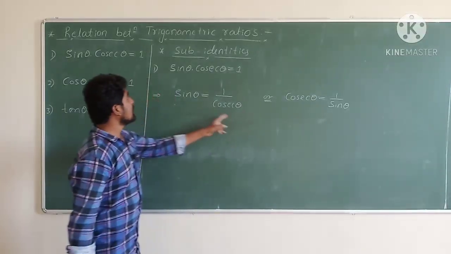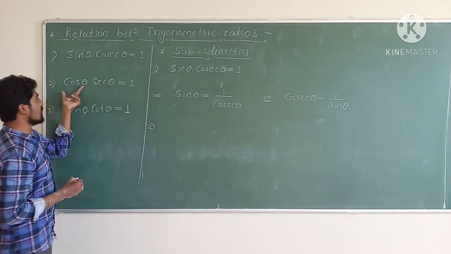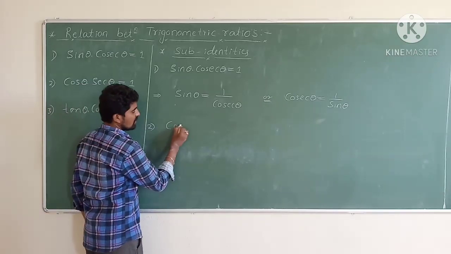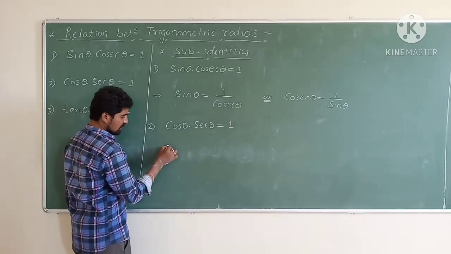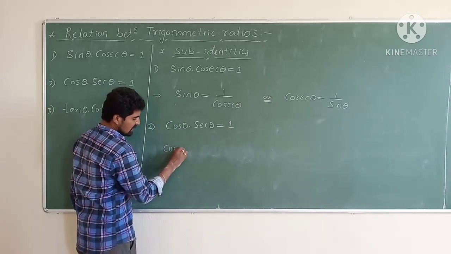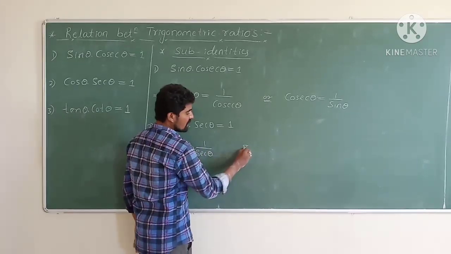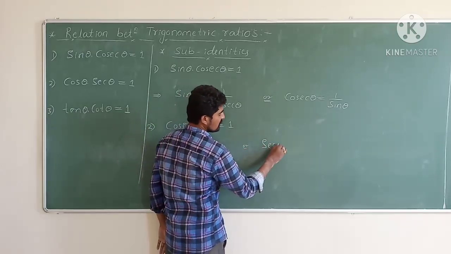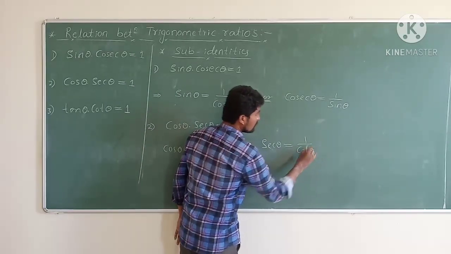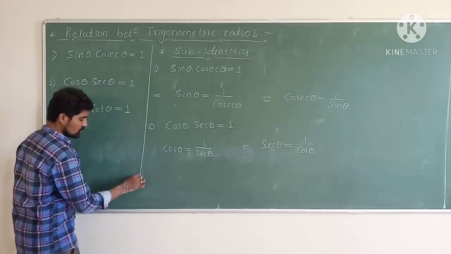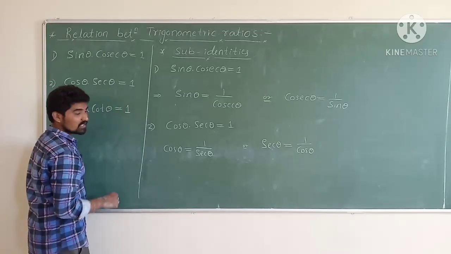This is the sub-identity of the first relation. Now the second one: cos theta into secant theta is equal to 1. So from this we may write cos theta is equal to 1 divided by secant theta, or secant theta is equal to 1 divided by cos theta. These are very important, so you must try to perfect all these identities and trigonometric ratios. The relationships between trigonometric ratios are also important.